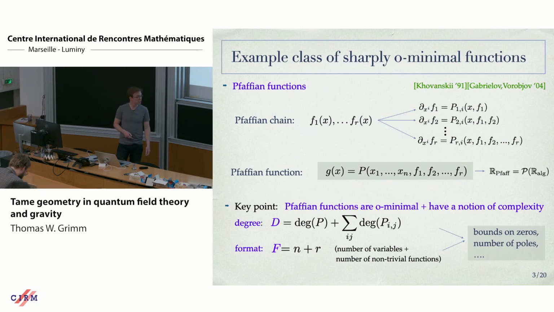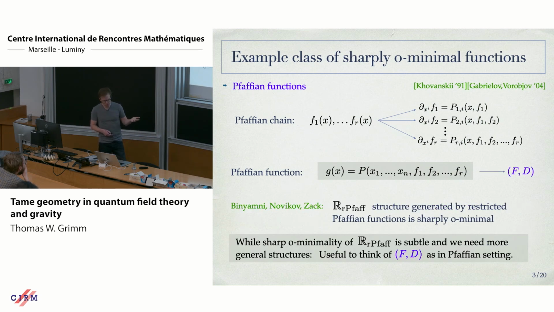As I already mentioned, this setting is so restrictive that you can actually establish bounds on the number of zeros or the number of poles of these functions and so on. And that's quite nice. And the other interesting part is that, at least when you restrict the Pfaffian functions, you actually can show that this structure forms a sharply o-minimal structure. So it is, in my claim, one example of what I mean by that physical observables should fall into the structure.